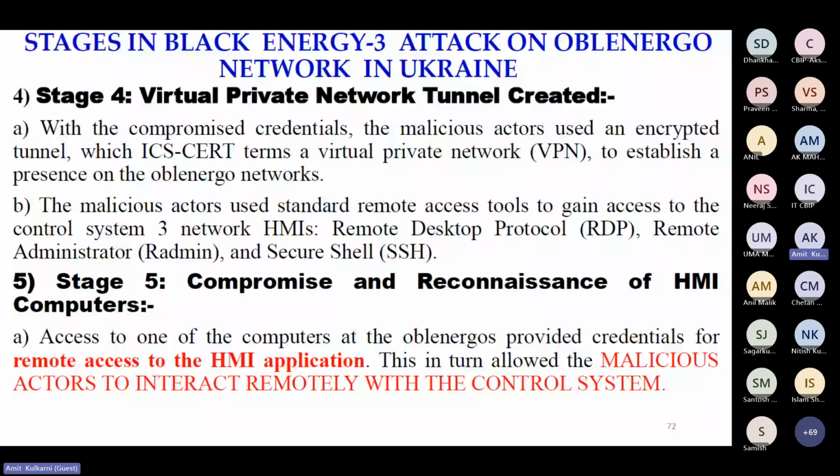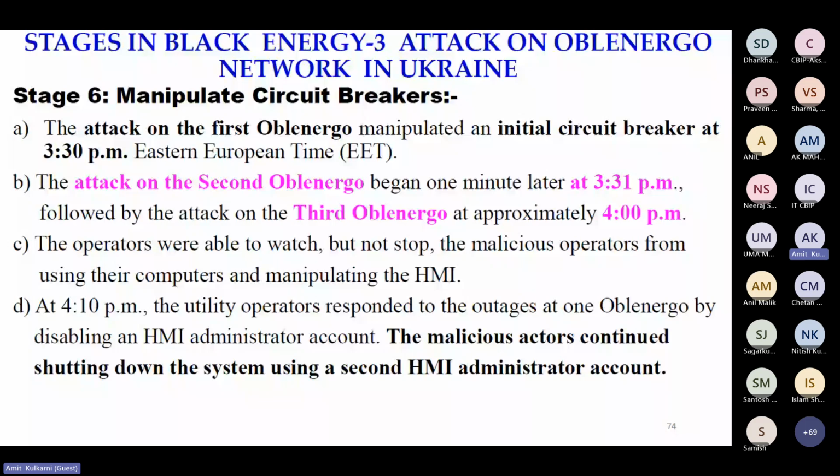In the next, sixth stage, they entered the actual physical systems, which makes it different from all other attacks that attack the IT system or ICS system. What happened? The first Oblenergo had its initial circuit breaker manipulated at 3:30 p.m. Eastern European Time. The attack on the second Oblenergo began 1 minute later, at 3:31 p.m., and that on the third Oblenergo approximately at 4 p.m.